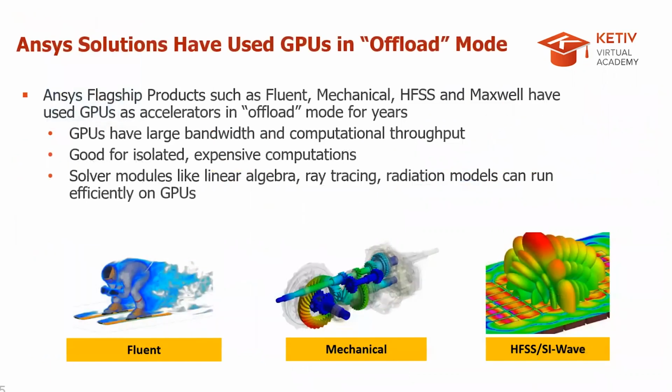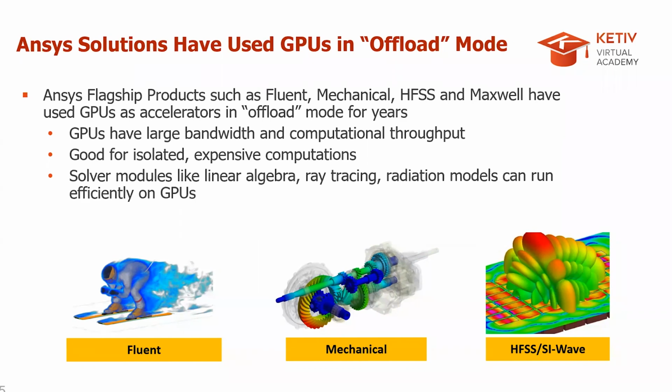And just to make it clear, right, using GPU technology is nothing new. It has been around for a while, especially in the Ansys environment. Some of our flagship products like Fluent, Mechanical, HFSS, and Maxwell have been using GPUs in the offload mode for a couple of years. I think in Fluent, it has been around since 2014. So when I say offload mode, what do I mean exactly? GPUs are very good in terms of bandwidth and parallelization, so they can increase your computational throughput.